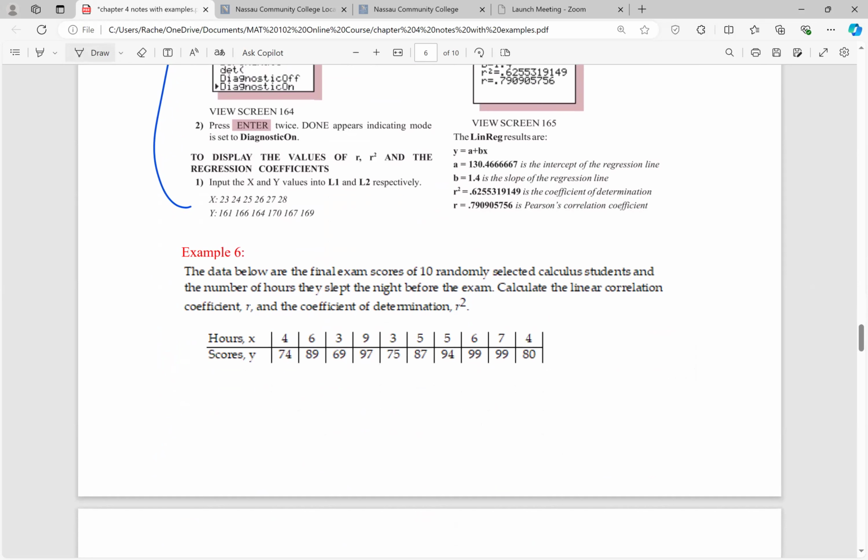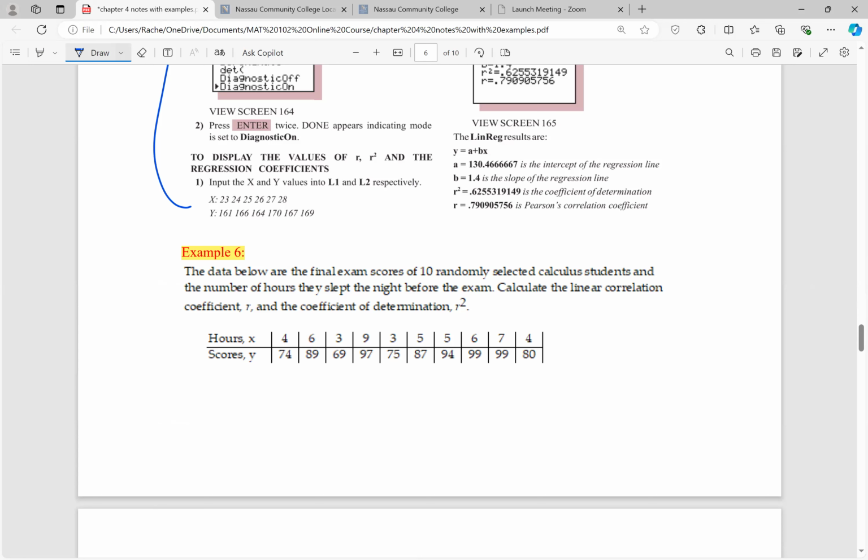So let's look at example 6. It says the data below are the final exam scores of 10 randomly selected calculus students and the number of hours they slept the night before the test. Calculate the linear correlation coefficient R and the coefficient of determination R squared. So once we have R, then we can calculate R squared. And like I mentioned before, there's a function in the calculator where we can calculate R. And you know what we'll do too? We might as well make a scatter plot too. Let me teach you how to make a scatter plot using this data.